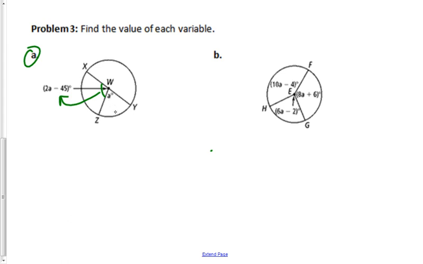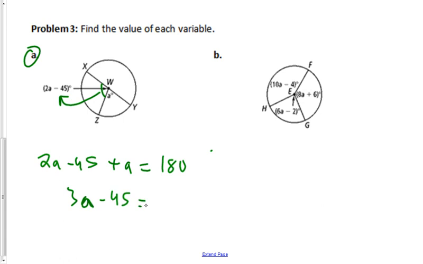And that makes up a half of a circle. So that means 2A minus 45 plus A make up 180 degrees. So we can solve for A. That would be 3A minus 45 equals 180. Add 45 to both sides.